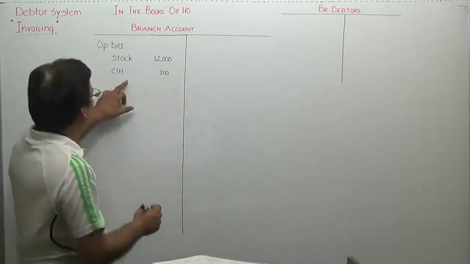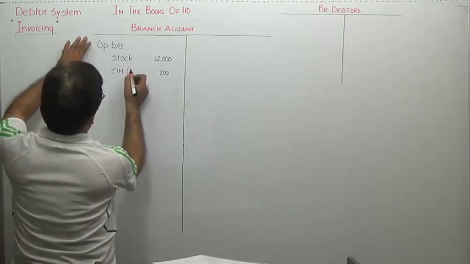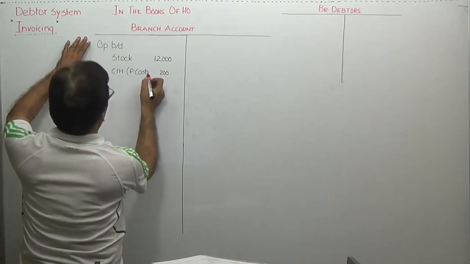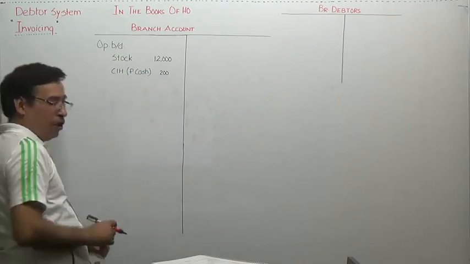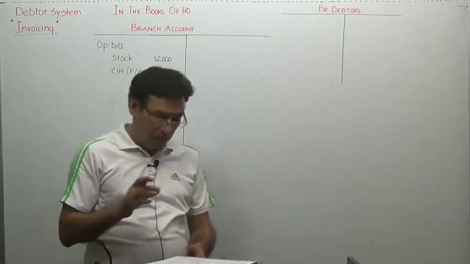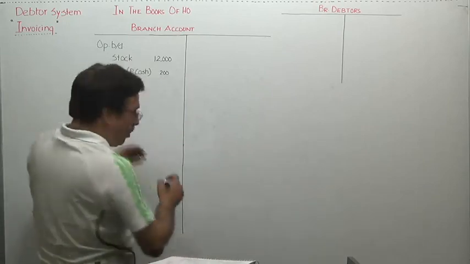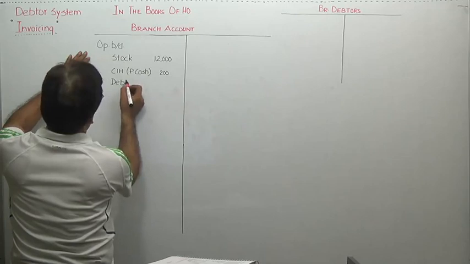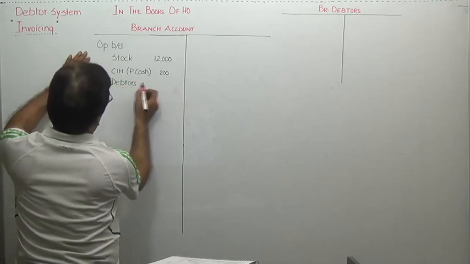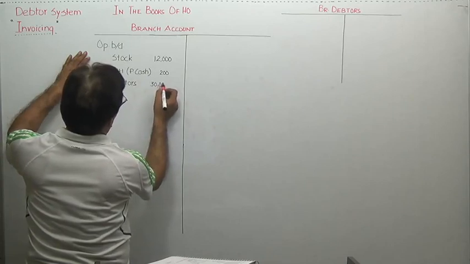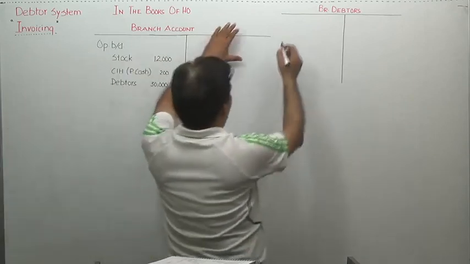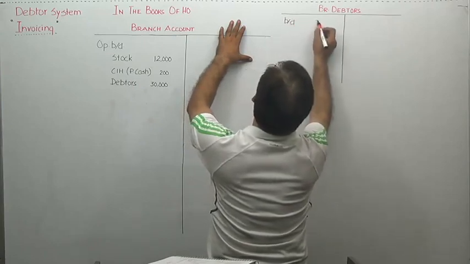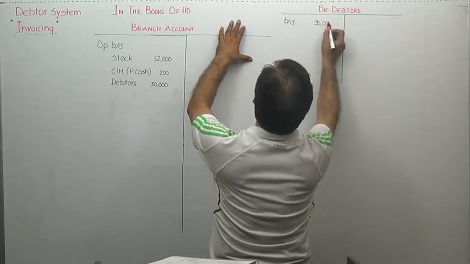Now, cash in hand is nothing but your petty cash. Petty cash means amount with the branch manager to meet expenses of petty nature. Then we have been given debtors. Debtors are rupees 30,000. Opening balance of debtors, since you are preparing debtors account, will also come down over here. So 30,000 opening balance of debtors you will write here also.